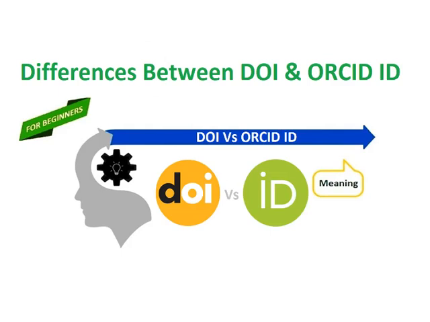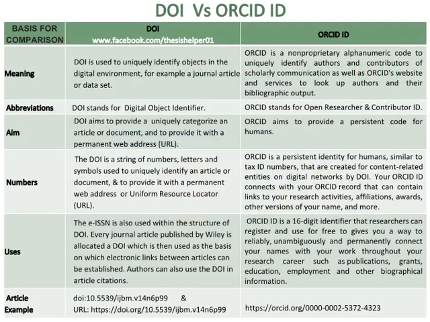Differences between DOI and ORCID ID. DOI versus ORCID ID. DOI is used to uniquely identify objects in the digital environment, for example a journal article or dataset. Whereas ORCID is a non-proprietary alphanumeric code to uniquely identify authors and contributors of scholarly communication, as well as ORCID's website and services to look up authors and their bibliographic output.